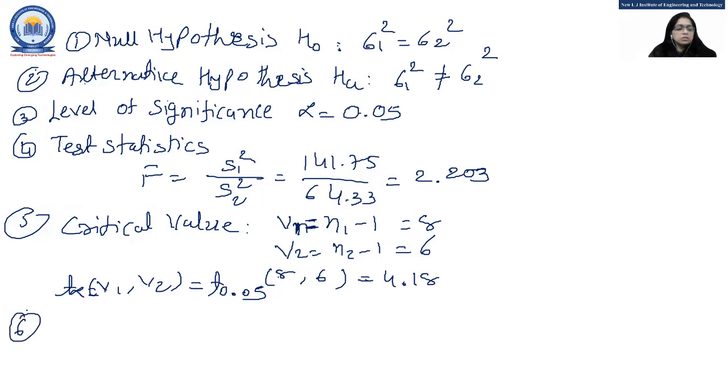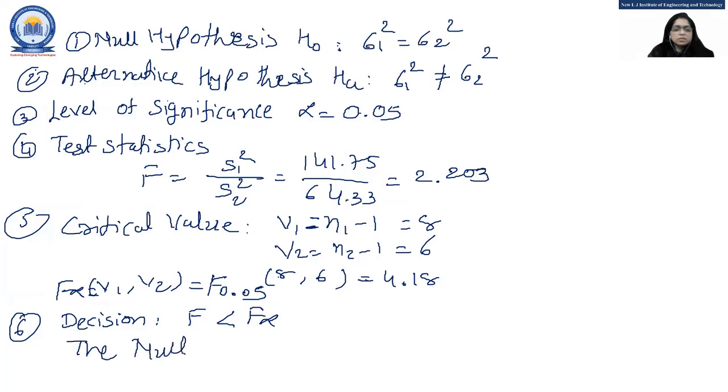So sixth, decision. The value of F is less than F alpha. It means the null hypothesis is accepted.